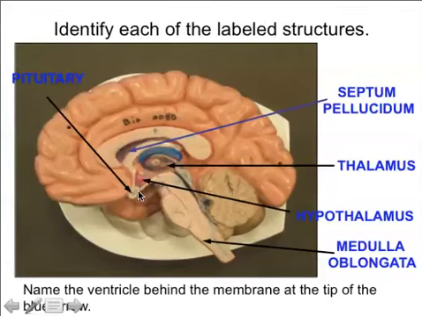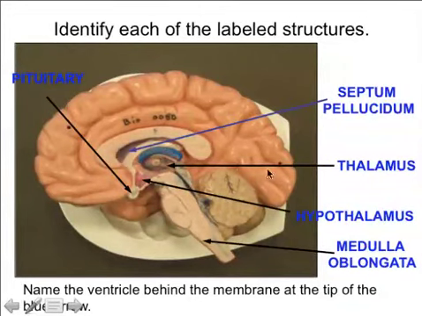The septum pellucidum is a thin membrane that separates the lateral ventricles from essentially the longitudinal fissure. So if we looked behind here, we would find the lateral ventricles. There's one in each hemisphere of the brain. There's a total of 4 ventricles in the brain, 2 laterals, a third, and a fourth ventricle.